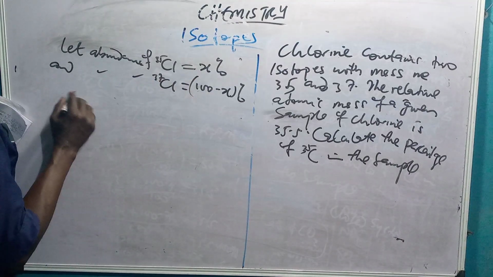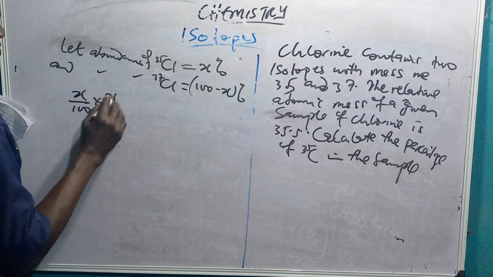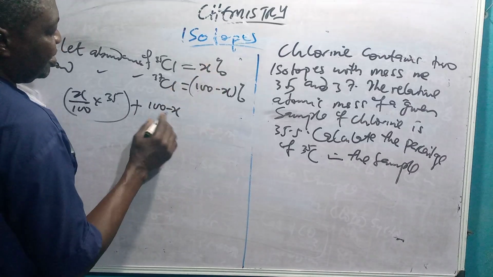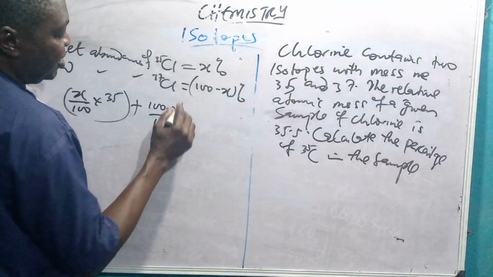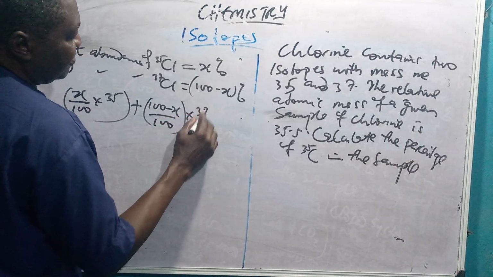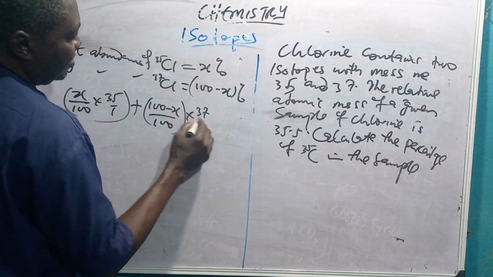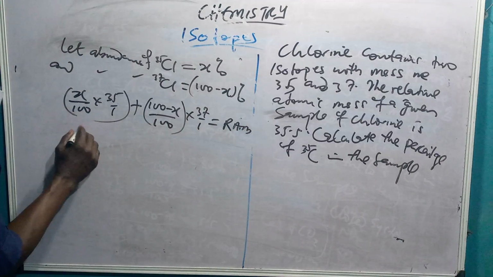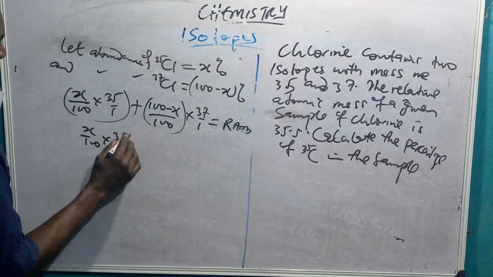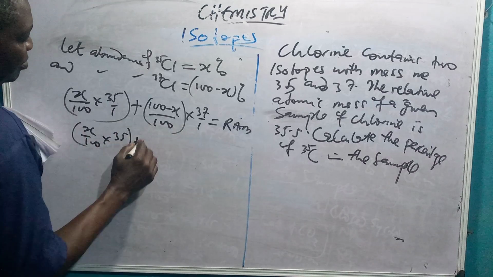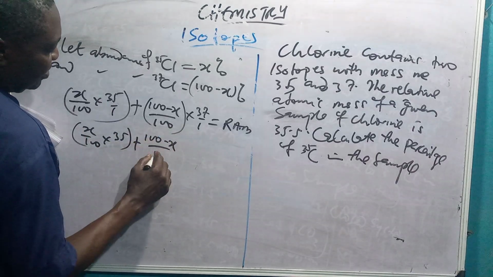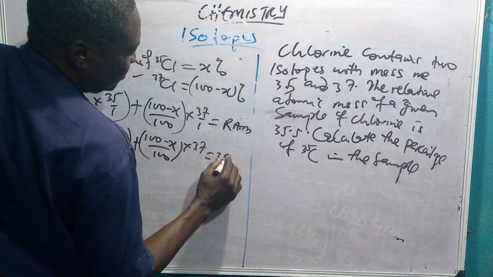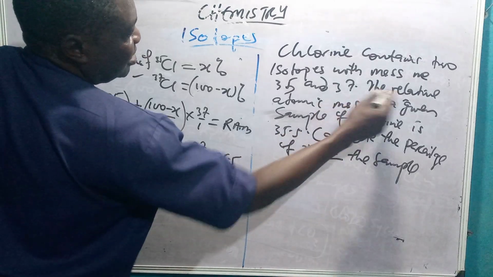Then you now see, for chlorine 35.5: X over 100 times 35, plus 100 minus X over 100 times 37, equals everything summed up to the relative atomic mass. In which case you have X over 100 times 35 plus 100 minus X over 100 times 37 equals 35.5, which is the relative atomic mass.